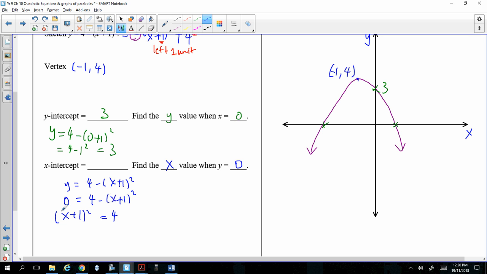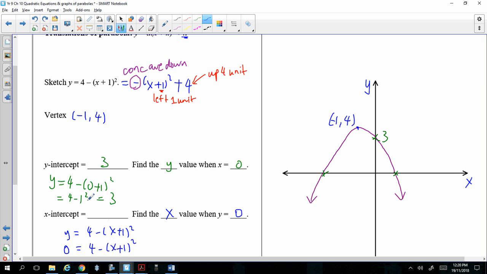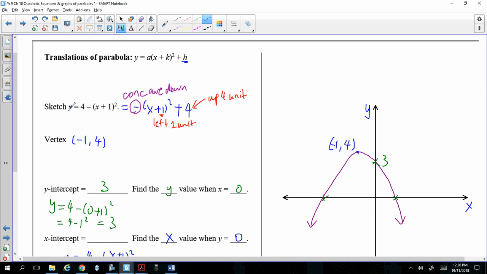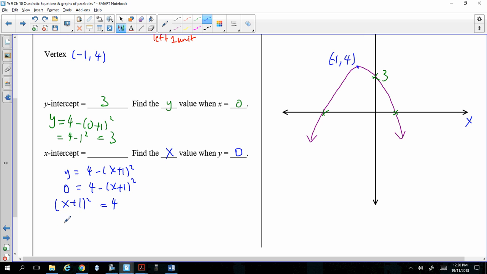Whenever we find the x and y intercept, we use the original formula. Or you can use that one, same thing. I'll just swap the order. And you move that negative (x plus 1) squared to the left, and then you square root. Right, x plus 1 equal to the square root of 4, plus or minus.